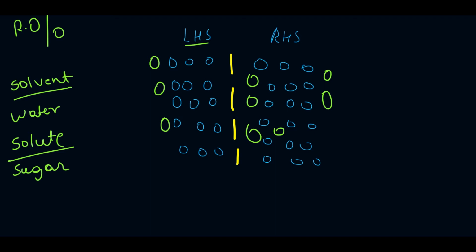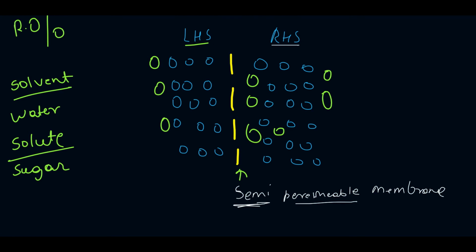Okay, and the yellow color is the semi permeable membrane, which does not allow solute to pass through it. It can only allow the solvent to pass through it. That is why it is called semi permeable.